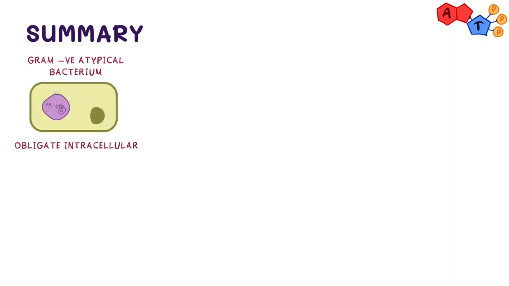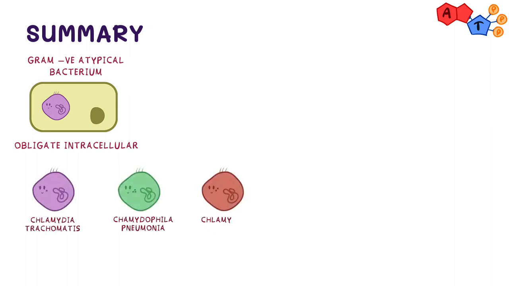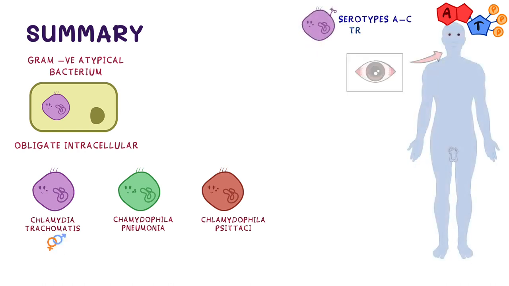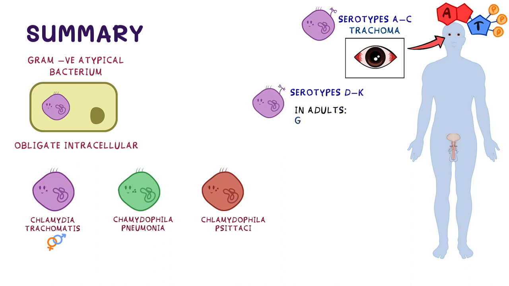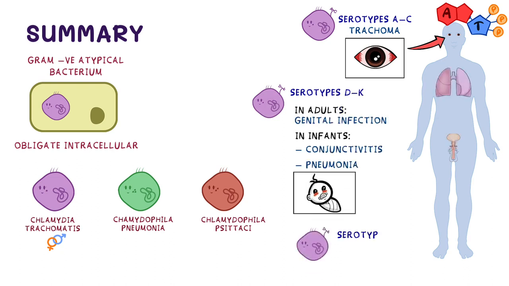Alright, to sum up, chlamydia is a gram-negative, atypical, and obligate intracellular bacterium. Three chlamydia bacteria are pathogenic to humans: Chlamydia trachomatis, Chlamydophila pneumonia, and Chlamydophila psittaci. Chlamydia trachomatis is sexually transmitted and divides into serotypes. A to C cause trachoma, D to K cause genital infection for adults, infant conjunctivitis, and pneumonia. L1 to L3 cause lymphogranuloma venereum.